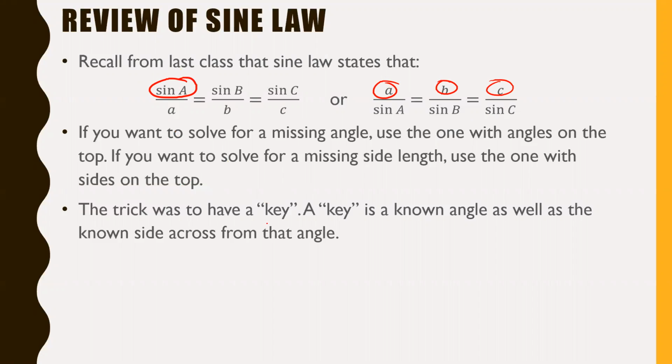Now the trick behind doing these was making a key. A key is just a known angle as well as the known side across from it, so you can complete one of the pieces, either this or this, in sine law. So in other words, you know you can do sine law when you know a side and you know an angle across from it, right? Because then that's going to form yourself a key.